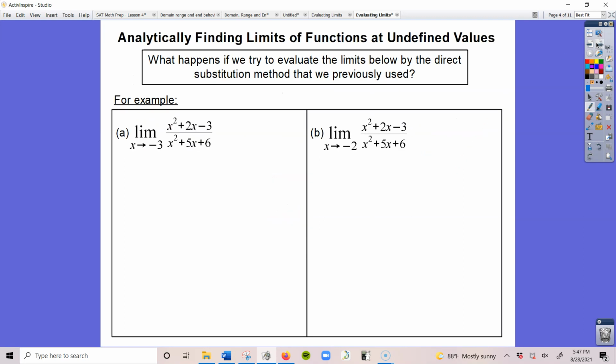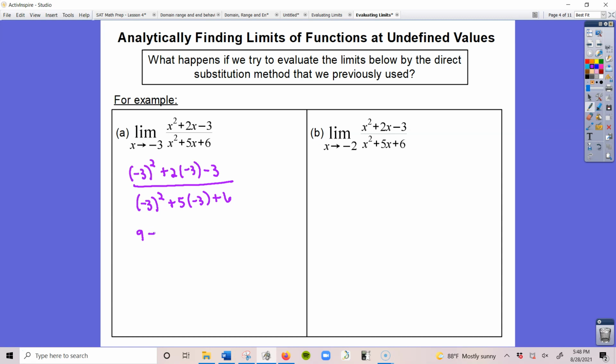Now let's look at what happens if we try to evaluate a limit with direct substitution and it doesn't work. So let's see. Here I'm given this function. I'm going to go ahead and plug in negative 3 and see if it works. So we have negative 3 squared plus 2 times negative 3 minus 3 over negative 3 squared plus 5 times negative 3 plus 6. Negative 3 squared is 9.